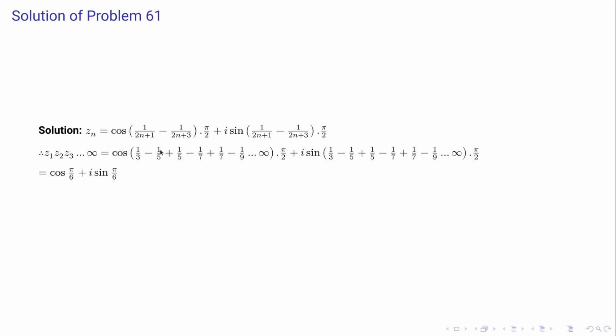Now if you see, 1 by 5 will get cancelled, 1 by 7 will get cancelled, 1 by 9 will get cancelled, and so on. So what we will be left with is 1 by 3. And when you multiply that with pi by 2, it becomes pi by 6. So the final answer is cos pi by 6 plus i sine pi by 6.